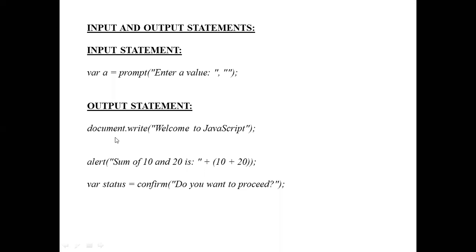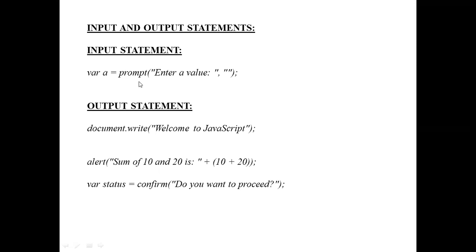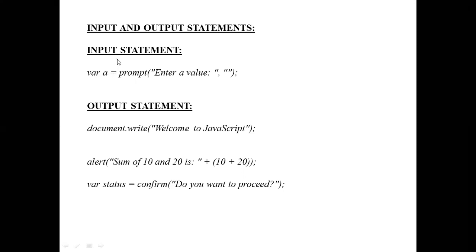Here the output statement uses the document object, and the input statement uses the prompt object. We will see these objects, the document object and the prompt object, in the next classes. First, the input statement: we give input to JavaScript using the prompt object. Prompt is used to accept string input from the user.